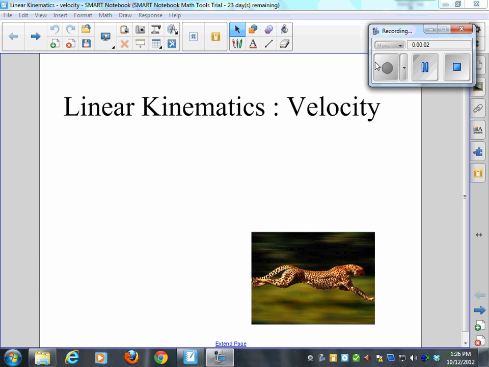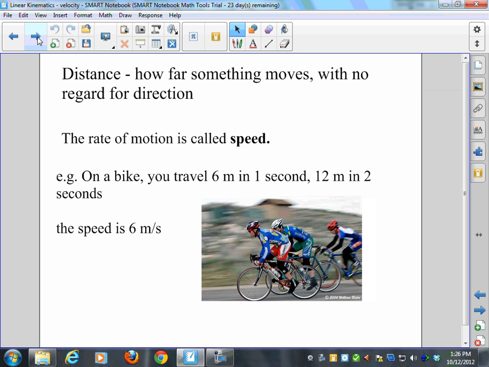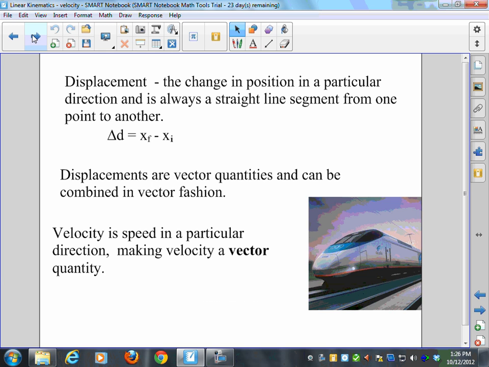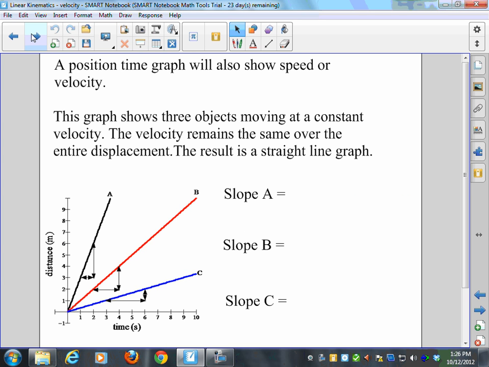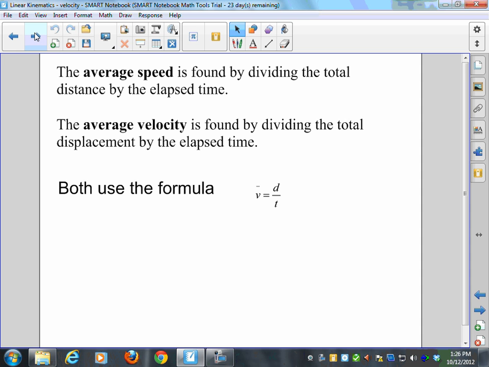So we were dealing with some velocity notes yesterday, so just a quick review here. Remember that I talked about the difference between distance and displacement, and the difference between speed and velocity. We talked about position time graphs, and we know that when there's straight lines like that, that means that the velocity is constant, right? And we refreshed our memory how to calculate slope.